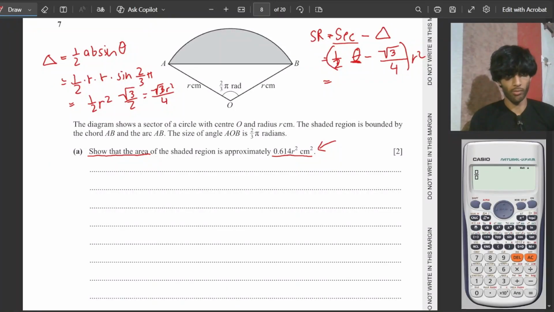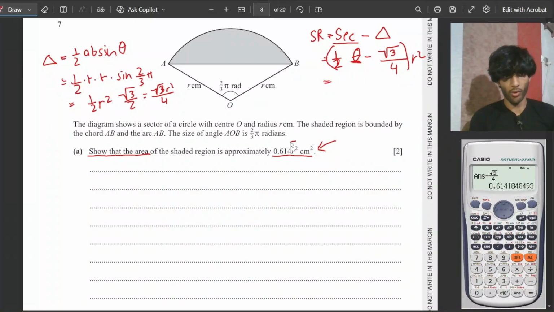Okay, so we got 1 by 2 times 2 pi divided by 3, so this is equal to this, and then minus square root, sorry, that's cube root, square root of 3 by 4. So boom, this is equal to 0.614.